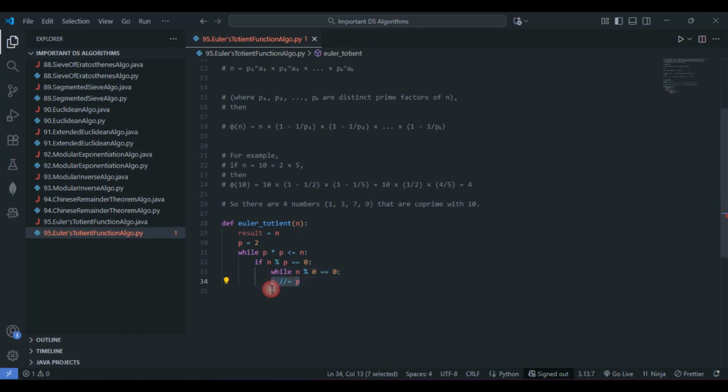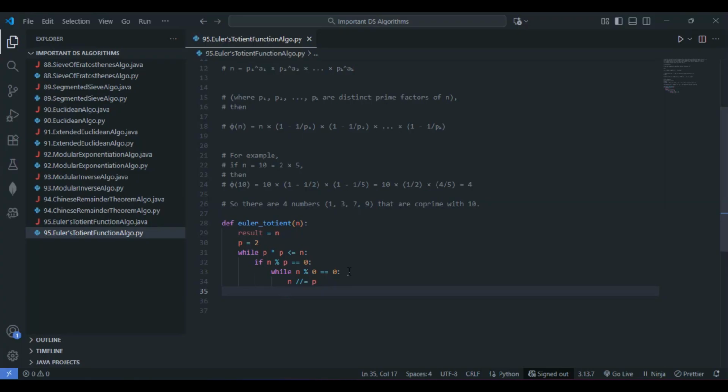Let me cut this one here. I'll just hit enter, and paste this one over here. So this is fine. The if condition before the while loop, at line number 32, is just that if p divides n, then it's a prime factor, right? If n modulo p is equal to 0, if p divides n, then it's a prime factor. So don't get confused here.